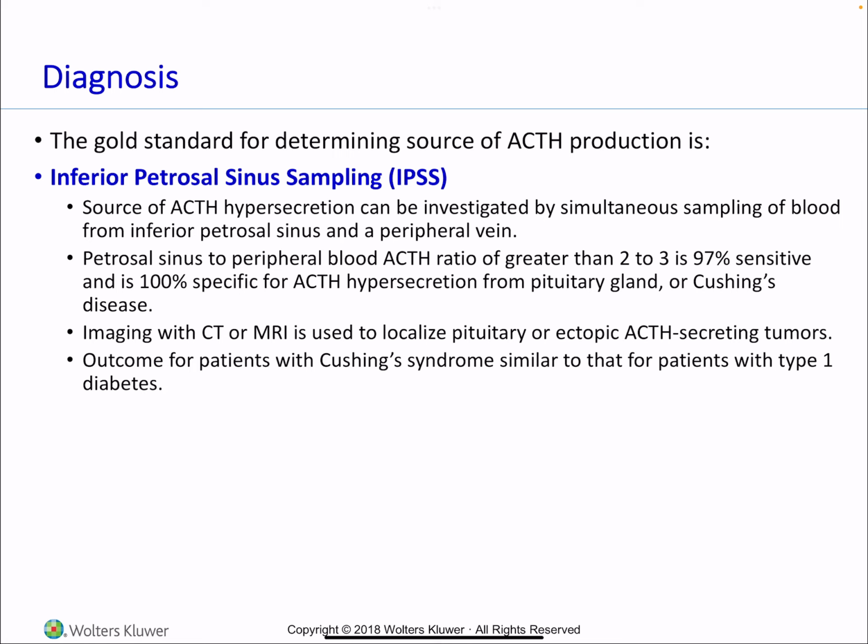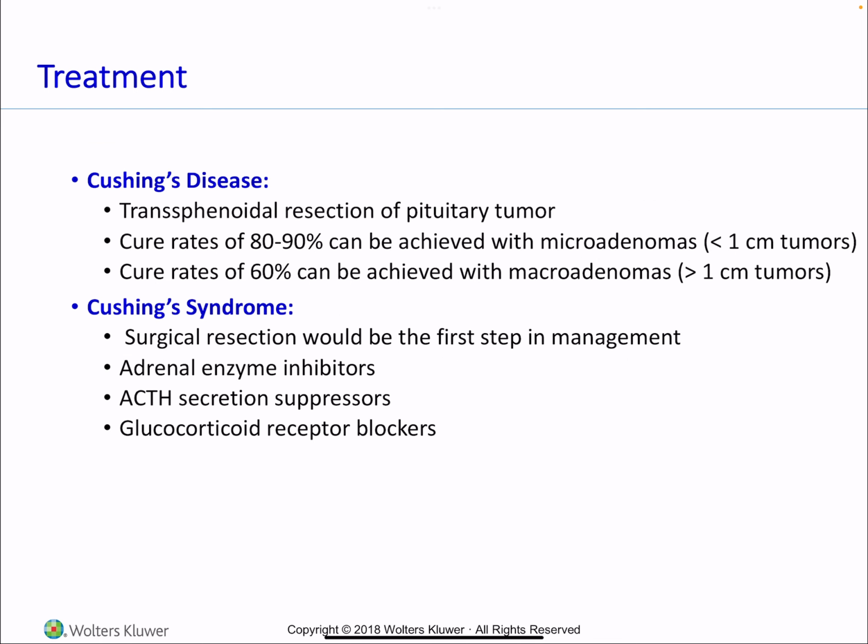Imaging with CAT scan or an MRI is used to localize the pituitary or the ectopic ACTH secreting tumors. The outcome for patients with Cushing's syndrome is similar to that for type 1 diabetes. So what are some treatments?